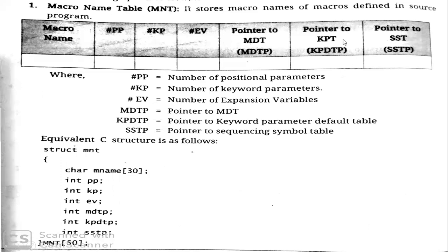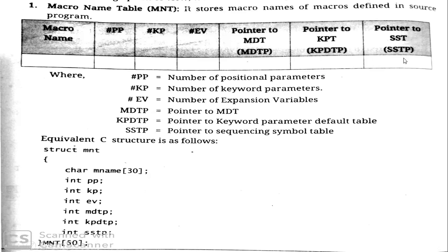Okay, then pointer to the KPDTP, in the sense pointer to the keyword parameter default table. Here we consider the keyword parameters and the corresponding default table is also maintained, that is the keyword parameter default table. In that case, we consider the default parameter entry corresponding to the KP. If keyword parameters are not given, that is there are 0 keyword parameters, then this entry is also null. There is no entry for that particular default value.